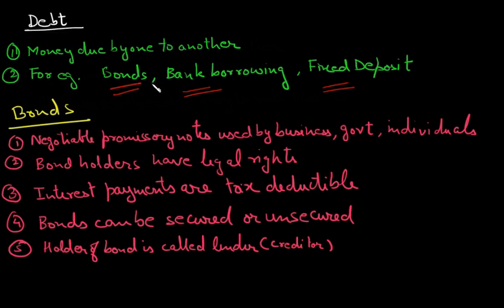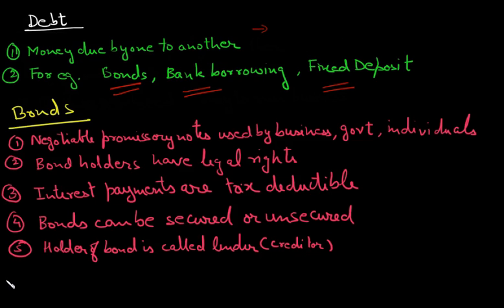In the case of bonds, if these bonds are issued, suppose by a company to individuals, then that company is said to have taken debt. Companies can also take debt in the form of bank borrowing or fixed deposit. In a fixed deposit, a company can ask individual investors to put in a certain amount of money, and they promise to give a certain interest on that fixed deposit. So in this case, the company is said to have taken debt.